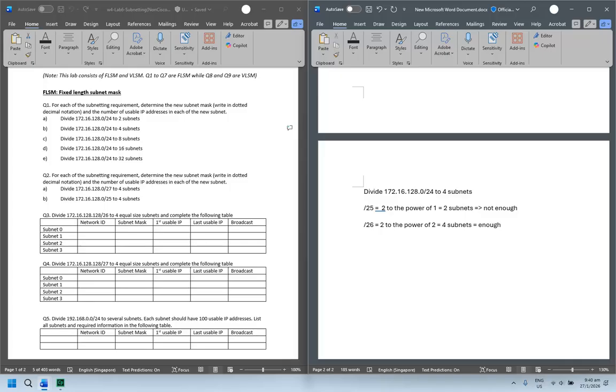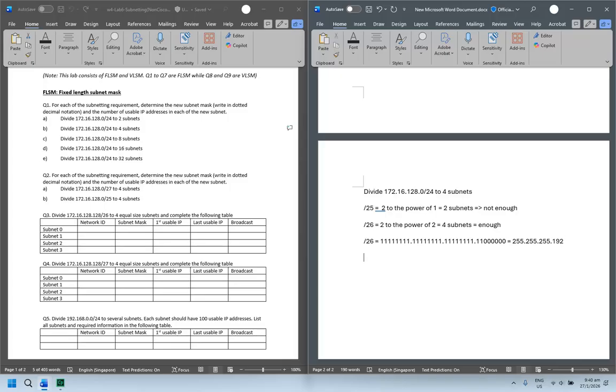So again I should be using /26, which equals 8 ones, 8 ones, 8 ones, and 2 ones followed by six 0s, which equals 255.255.255.192 if you do the necessary binary to decimal conversion.